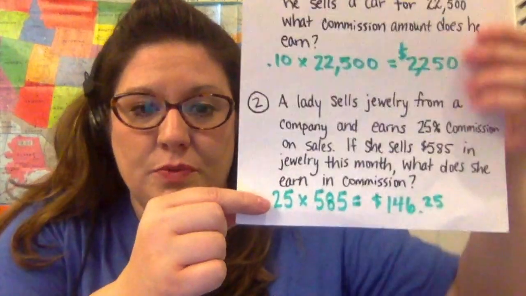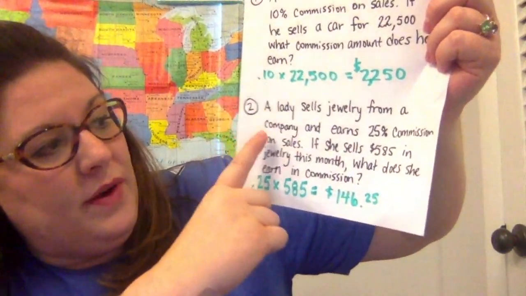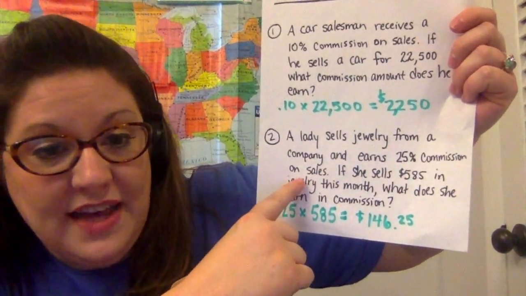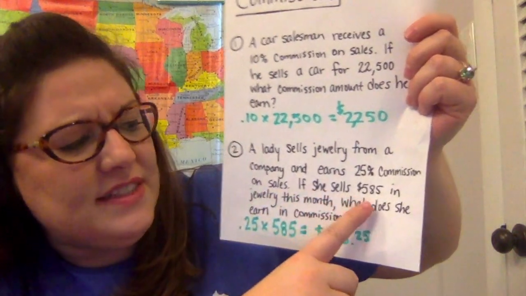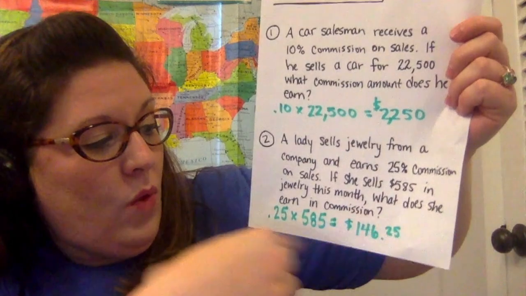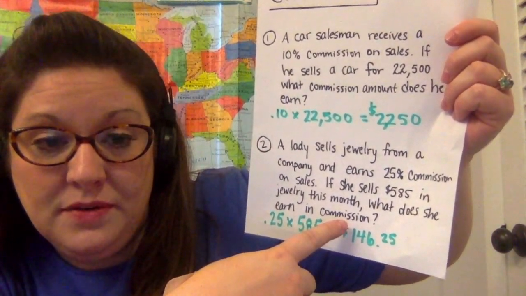All right, let's look at number 2. A lady sells jewelry from a company, and she earns 25% commission on sales. If she sells $585 in jewelry this month, what does she earn in commission?